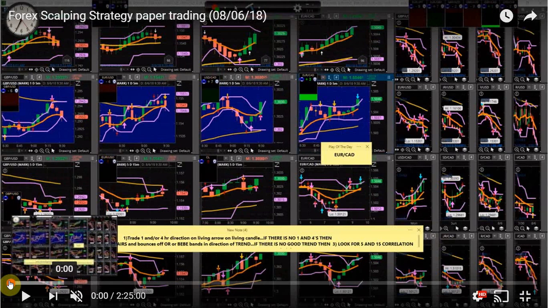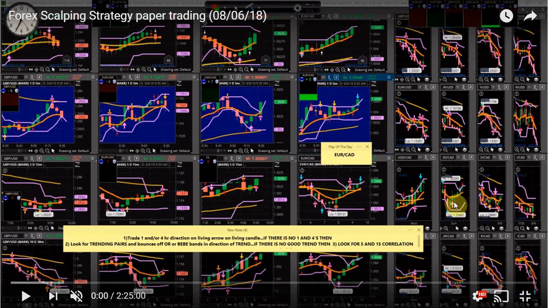Of how important these 1 hour and 4 hour arrows and trend are, but basically rule number one: trade 1 and/or 4 hour duration on a live arrow, on a live candle.